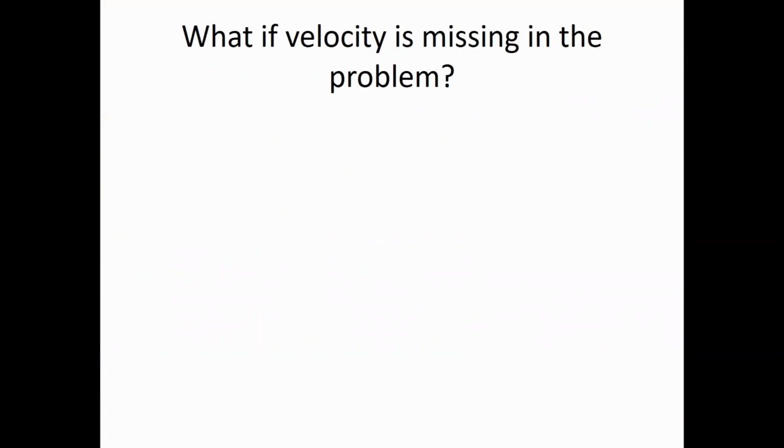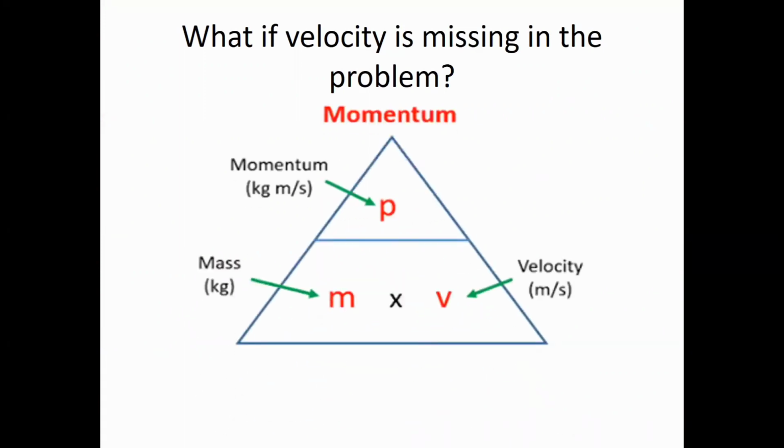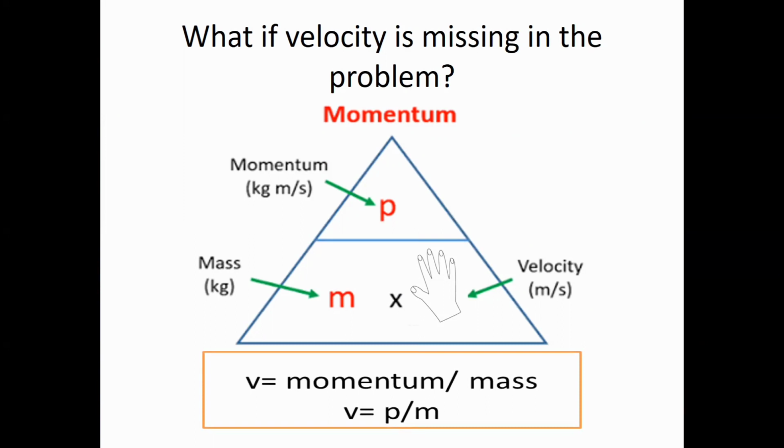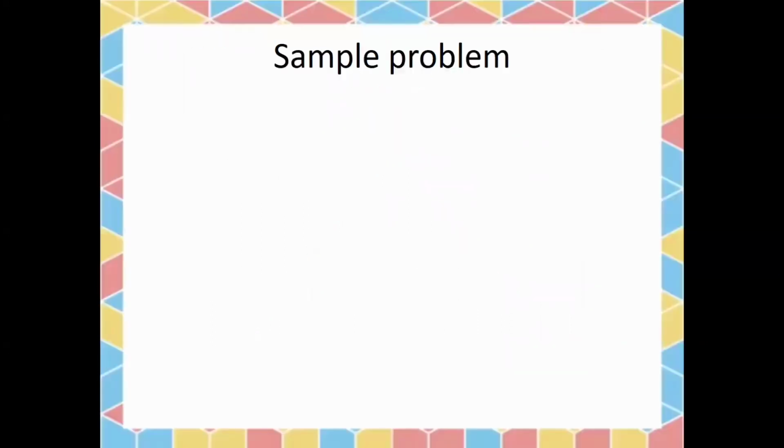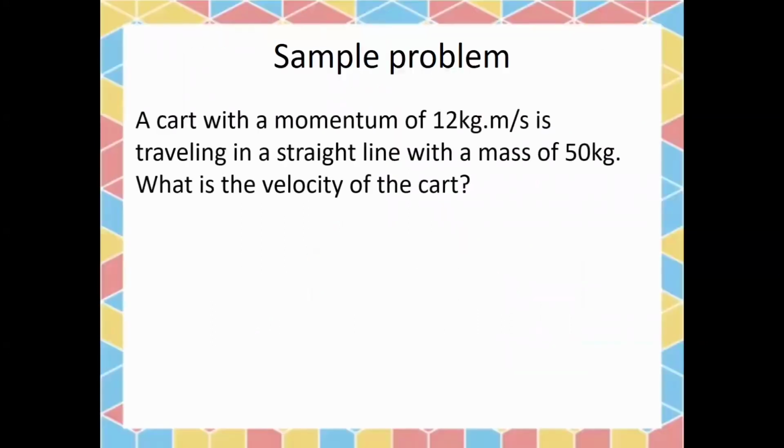Now, what if velocity is missing in the problem? Just like the other one, simply ignore the symbol of velocity. This will give you P on the top and M below, meaning the formula to be used in getting velocity is P over M, or velocity is equals to momentum divided by mass. Let's have a sample problem here.